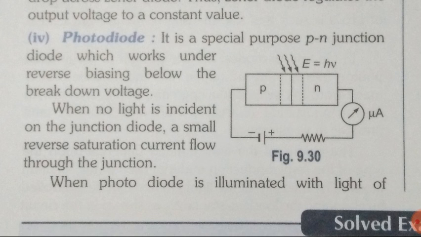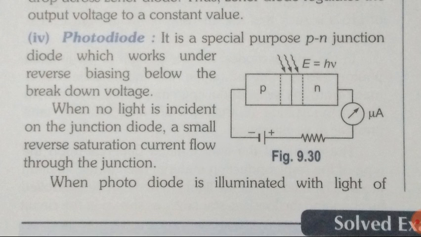Now this is the last special purpose PN junction diode, which is the photodiode. So what is a photodiode? It is a special purpose PN junction diode which works under reverse biasing below the breakdown voltage. So the Zener diode works in the breakdown region, but the photodiode works below the breakdown region.